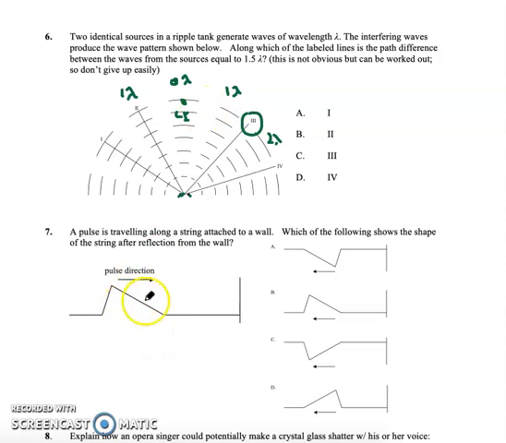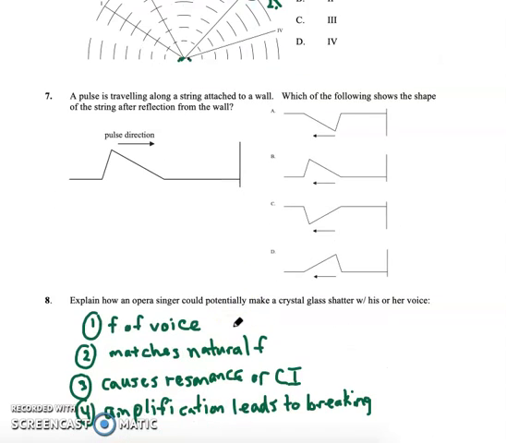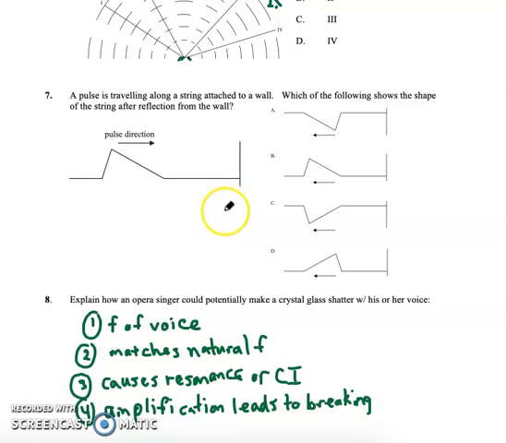Number 7, we have a pulse hitting a medium, a boundary, and bouncing off. The key thing about that, because that's important for resonance or standing waves, is that it inverts. So if it inverts, we know it's going to be either A or C. How you distinguish between the two is to look at the leading edge. The leading edge of this one is the long slanted one, so that has to remain the leading edge when we come out. So I'm going to draw it like this, and then I'll explain why.